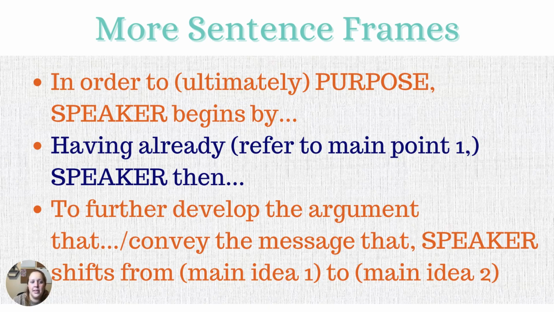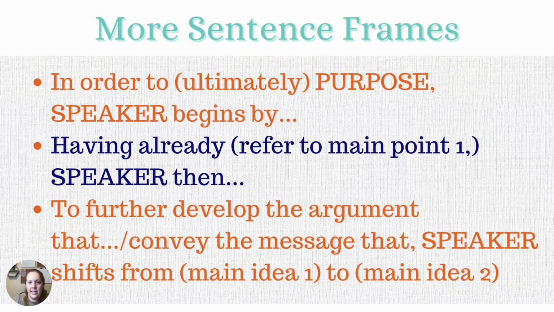So let's look at this first sentence frame. It says, "In order to (ultimately) ...," and then we want to think about what our purpose is. And I put the word ultimately in parentheses there simply because you don't have to use that word there. I just kind of like the way it sounds. So let's say we're talking about FDR's Pearl Harbor speech: in order to ultimately convince Congress to declare war. So that was his goal. So we want to lead in with the purpose, because that's kind of starting off by saying, hey, here's why they're doing this. And then where it says "SPEAKER begins by," that tells us what they're doing.